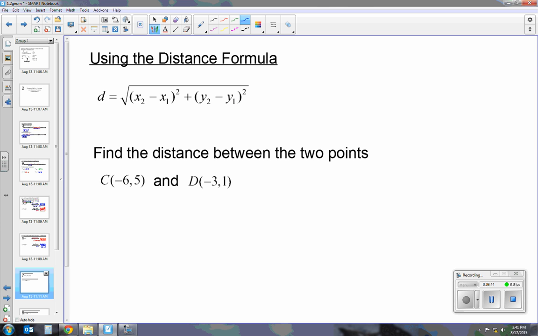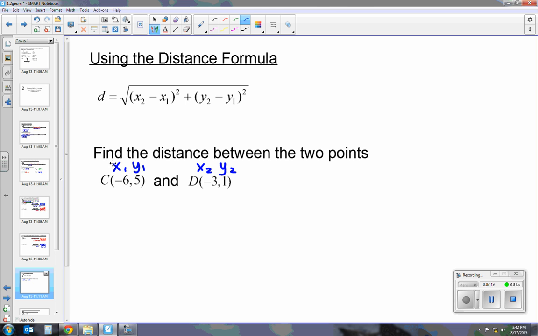So if I tell you to find the distance between the 2 points, I'm going to label the 2 points that I give you, which is points C and D. And remember, since this is distance, our answer is always going to be positive. Okay, so now I'm going to label, and what I mean by label is a point is always an X and a Y. So this first point is our x sub 1, y sub 1. And our next point is x sub 2, y sub 2.